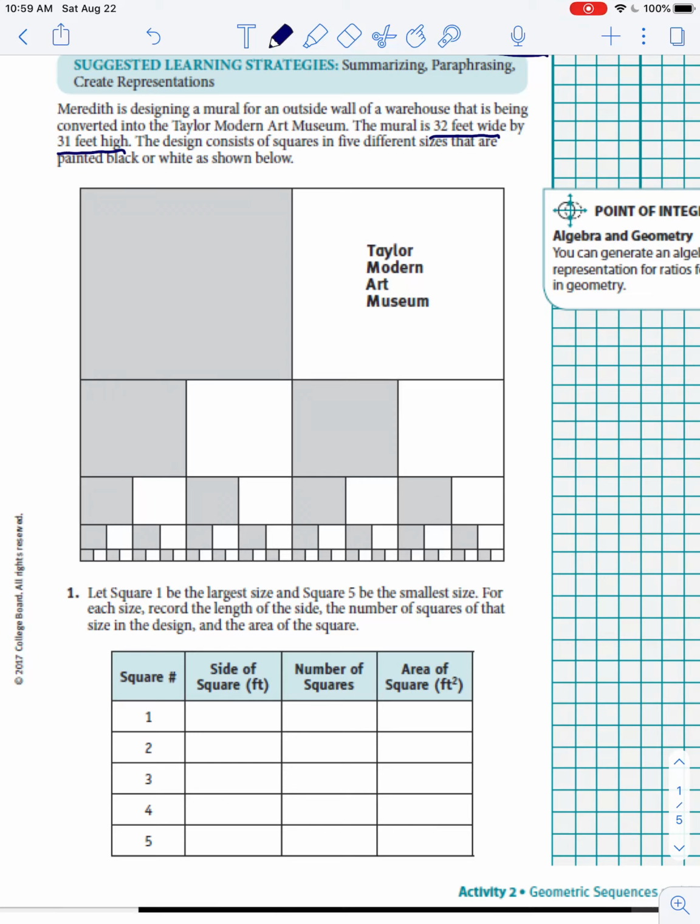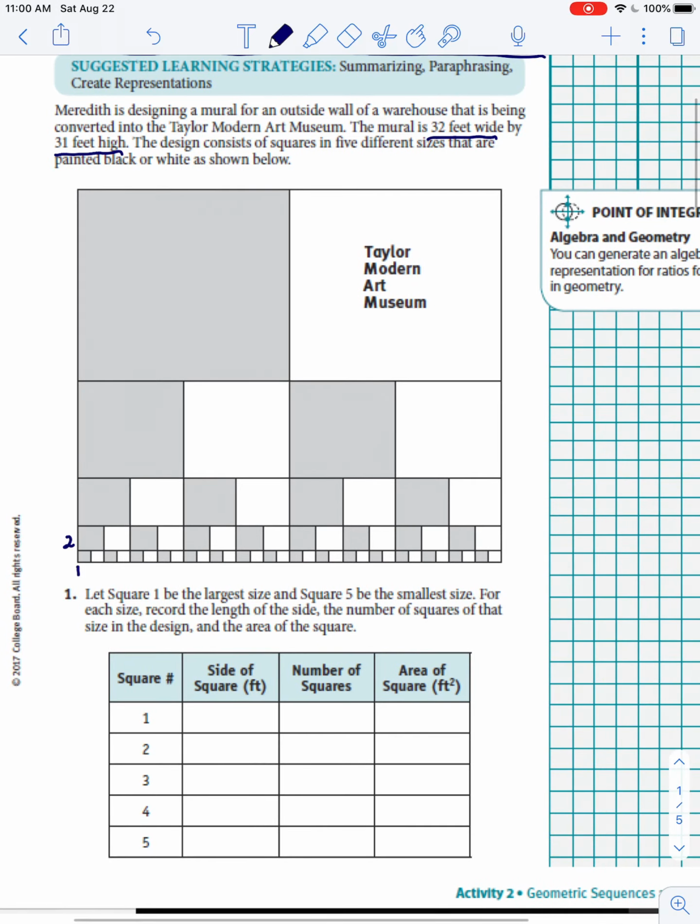So in square number 1, we want to know the side length of that square. Since we know it's 31 by 32, if this height is 31, that means this width has to be 32, and there's actually 32 of these little squares there. Those are each going to be worth 1. Then we have to figure out the rest of the sides. If we work our way up, 2 of these will make the side of that square, so that's 2 plus 2, that'll make 4.